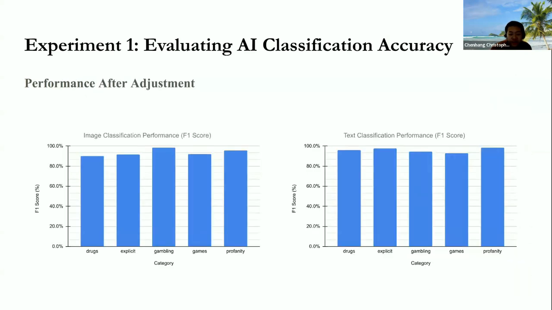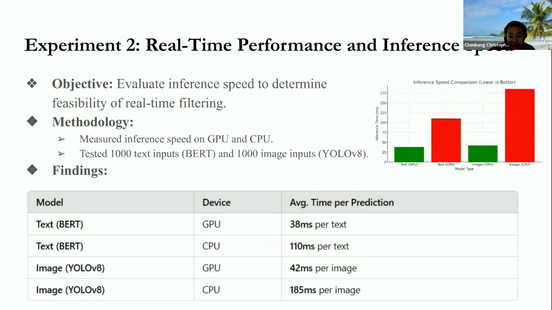As shown in these two graphs, there was a clear improvement in the performance of both of the models after refining the dataset, with the image model's gambling category reaching 98.2% F1 score, and the text model's profanity category reaching 98.4% F1 score. Our second experiment was conducted to determine whether our AI models could process inputs quickly.